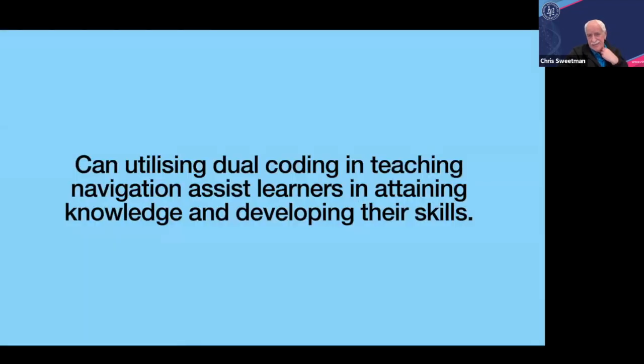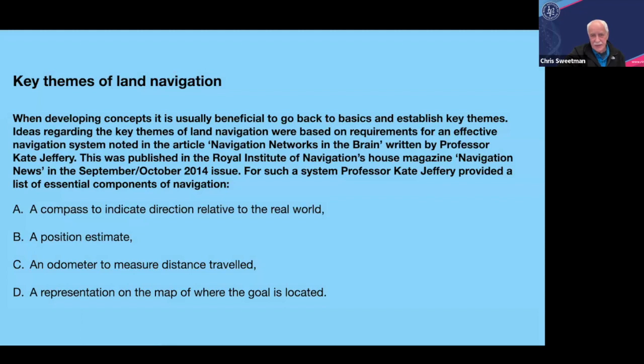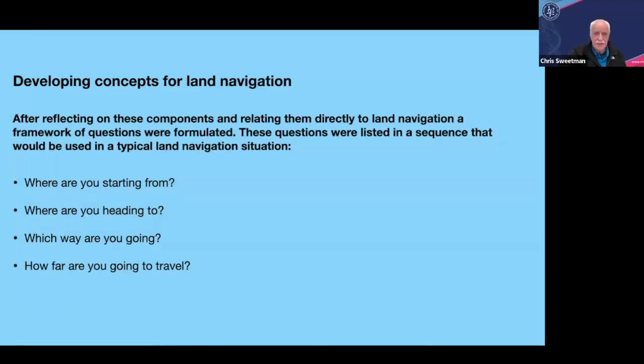Okay, so can we use dual coding to assist learners? One set of Ds of learning that I produced, going very quickly, is from Professor Kate Jeffrey, a member of the navigation community. There was an article in Navigation News called Navigation Experts in a Brain, and she devised 4 areas: a compass to indicate direction, position, estimate how to measure distance travelled, and a representation of the map where the goal is located. I transferred these and put them in an order: where you're starting from, where you're heading to, which way you're going, and how far you're going to travel.